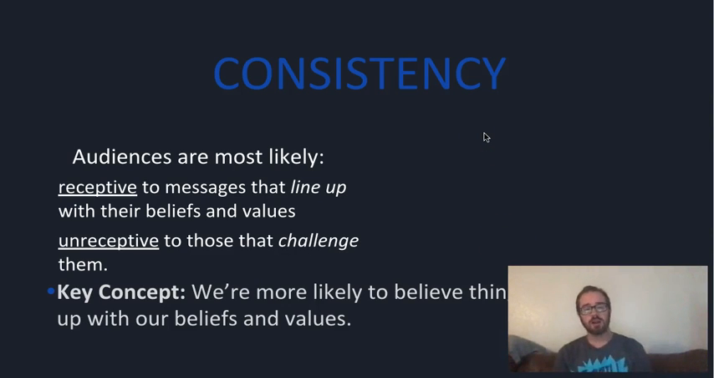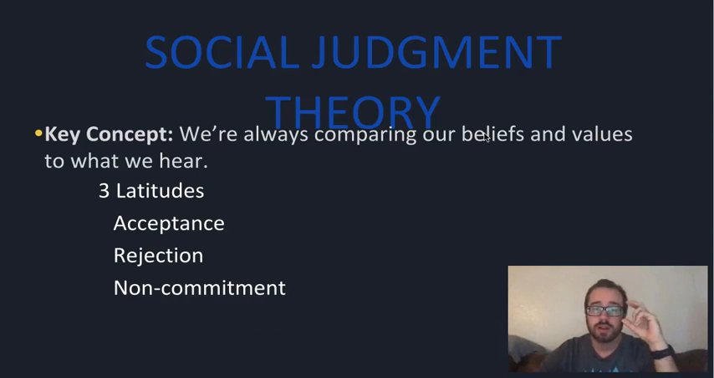Okay, sorry about that. So, right, it seems pretty obvious that an audience is going to be more receptive to something they agree with and less receptive to something they don't agree with. But the reason we talk about consistency as a theory is because it leads us to social judgment theory, right? So it's not just about like, okay, if we agree, then we like it. If we disagree, we don't like it. The reason we do that is because we are always comparing what we hear to our existing beliefs and values, right? So anytime we take in and process information, we compare it against our existing beliefs, attitudes, and values, right?